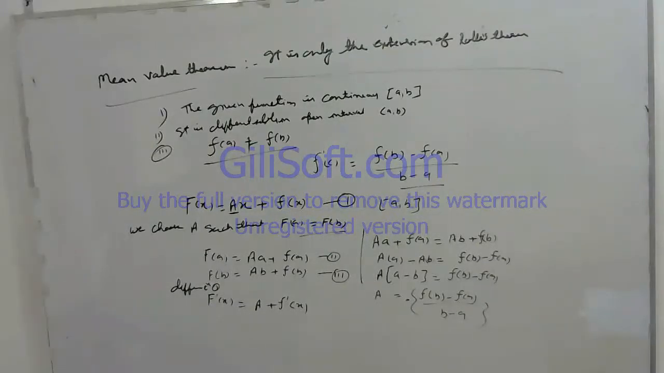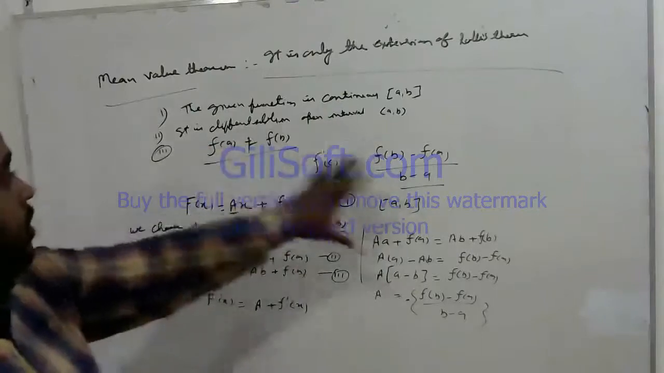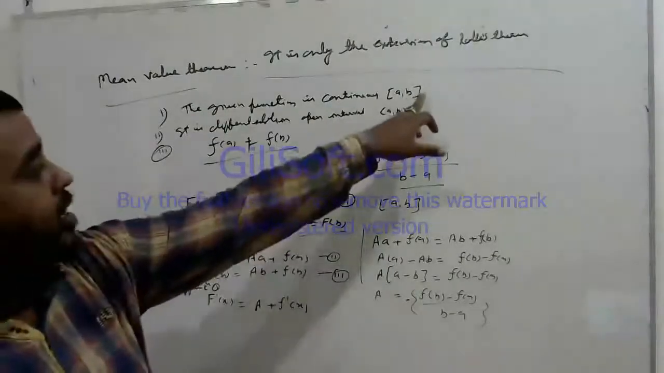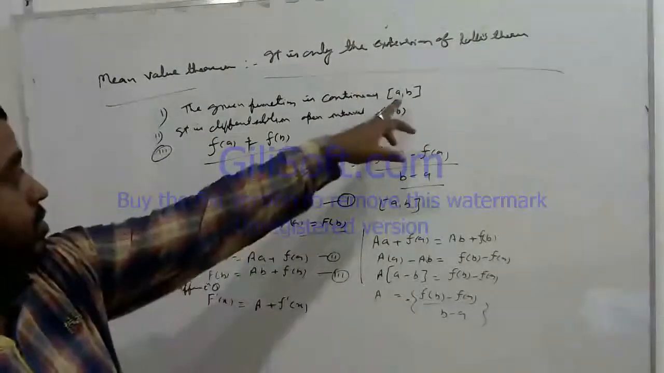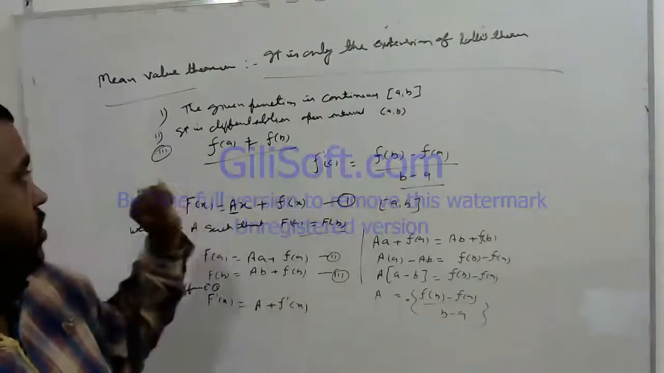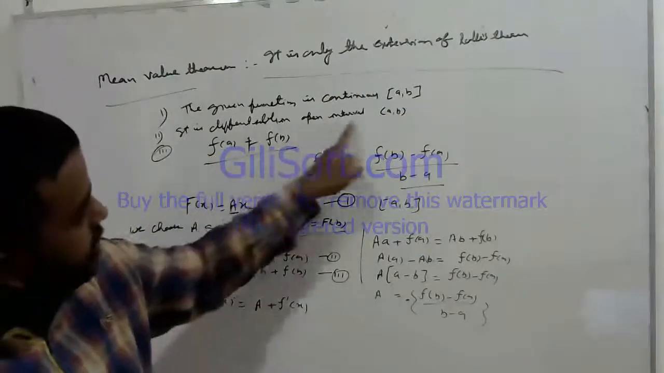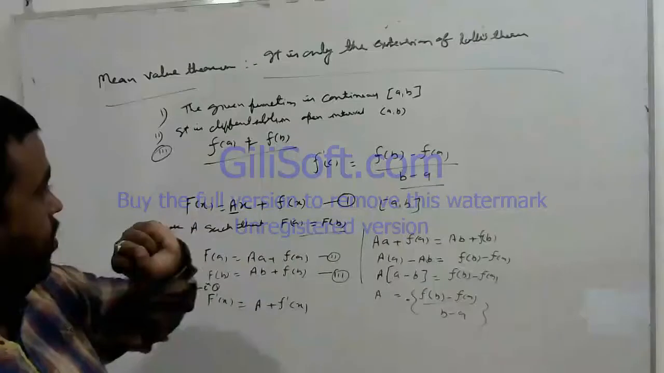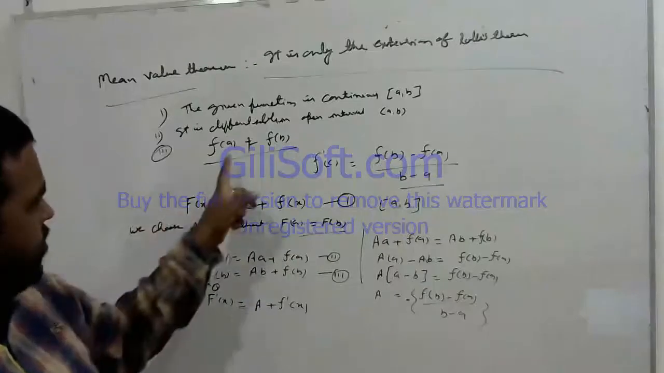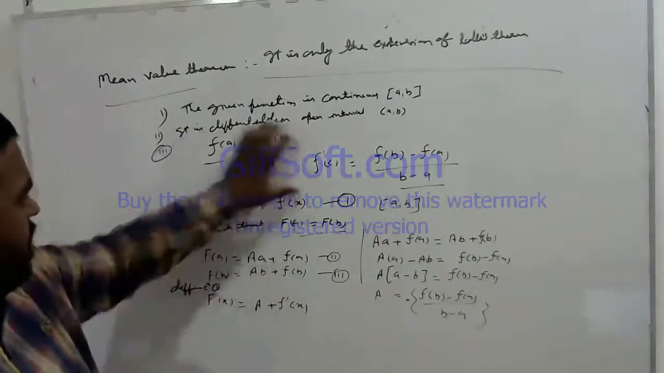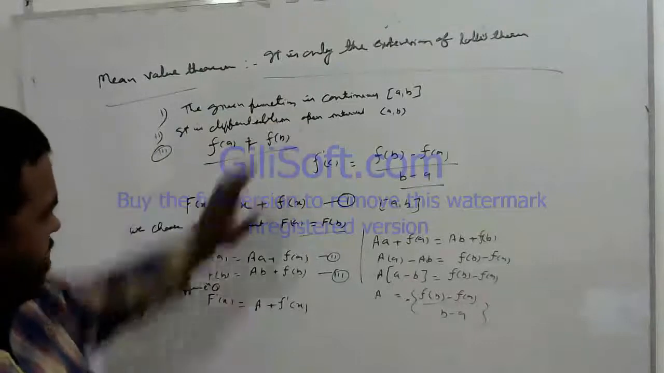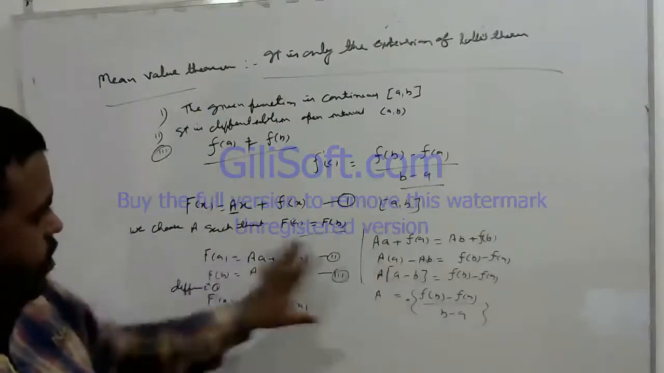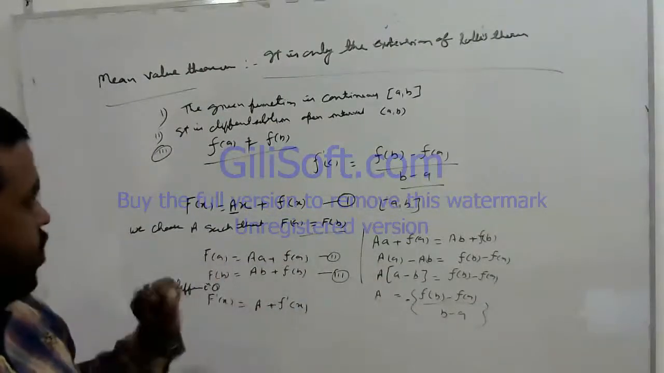Since f is continuous between this closed interval, it is differentiable in open interval (a, b). And we take such a value, it is not given, we take such a value according to this question, f(a) is equal to f(b).